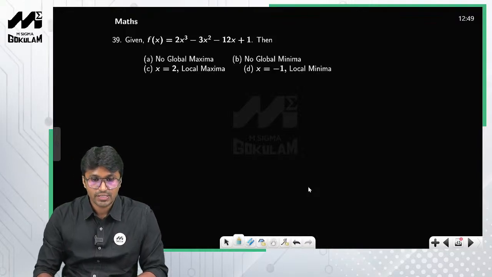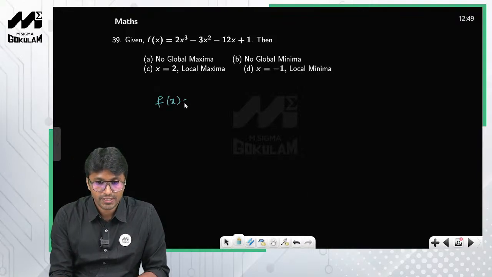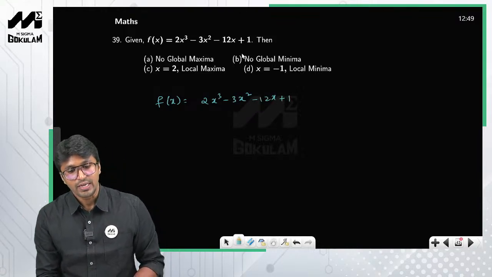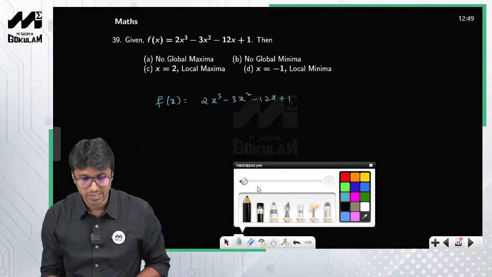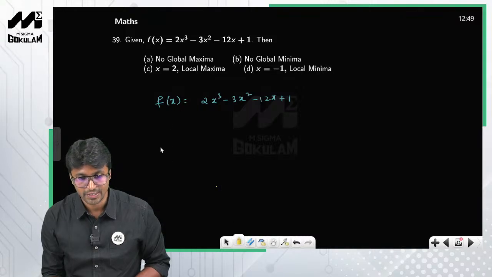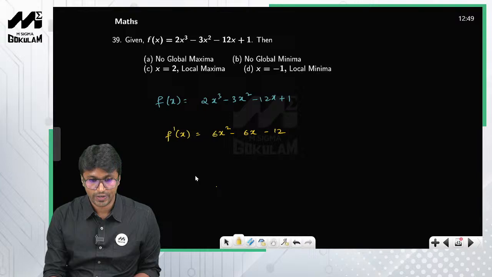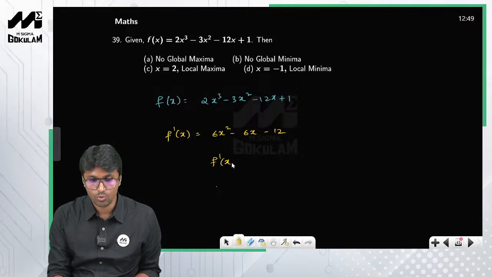Given f of x is equal to 2x cube minus 3x square minus 12x plus 1. Okay, he is asking you to find the maxima and minima. So this is a function of a single variable, x. So first I'll calculate the first derivative. So f dash of x is nothing but 6x square minus 6x minus 12. Okay, now listen, I want to find the stationary point, so I will equate f dash of x equal to 0. So 6x square minus 6x minus 12 is equal to 0.